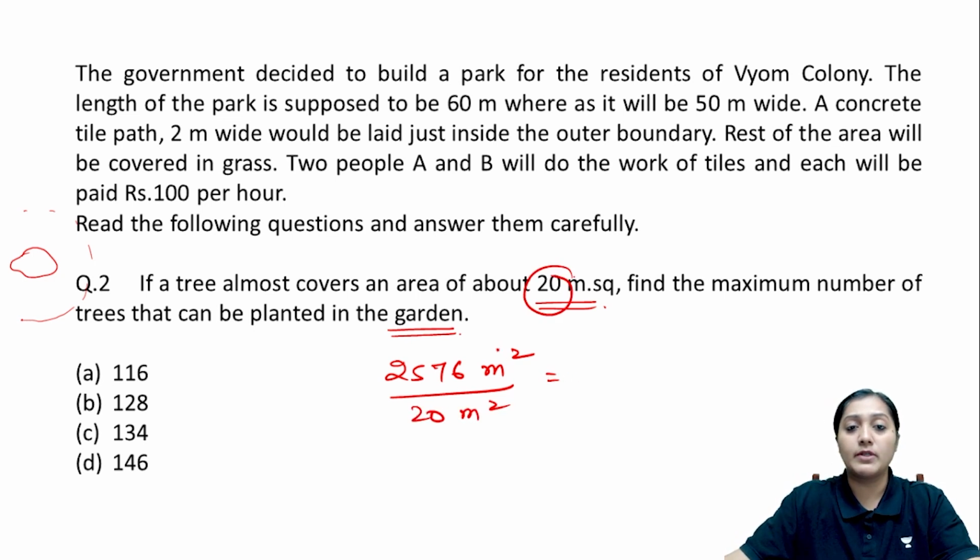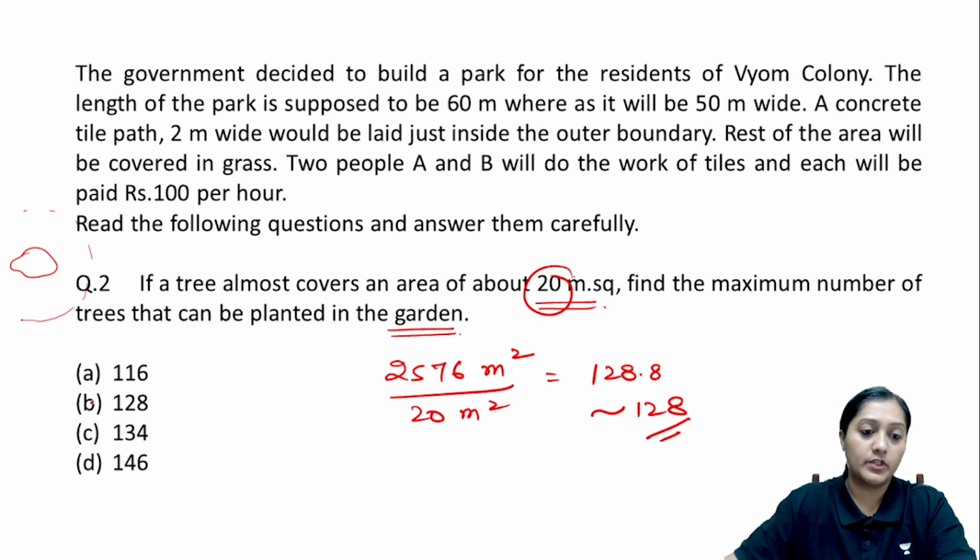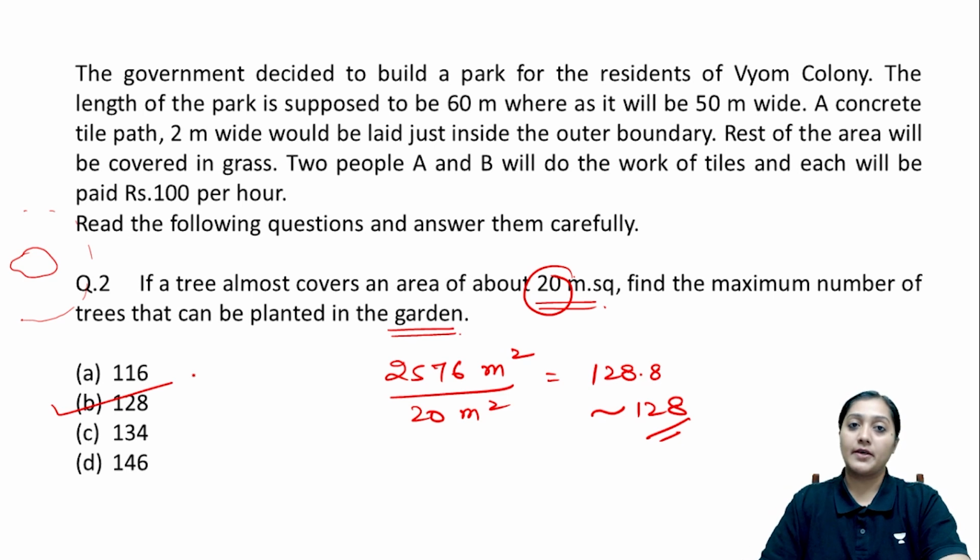So this is a simple question, how many trees could be there? So you just have to divide 2576 by 20. That's going to give you an approximate of 128.8, जिसको हम approximate करके 128 लिख सकते हैं, क्योंकि point में we are not going to put the trees. So B is the correct answer here.